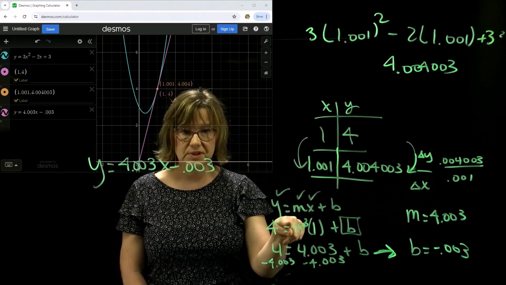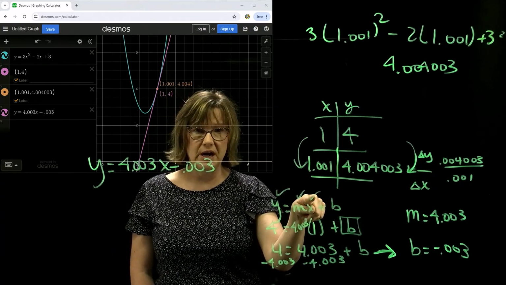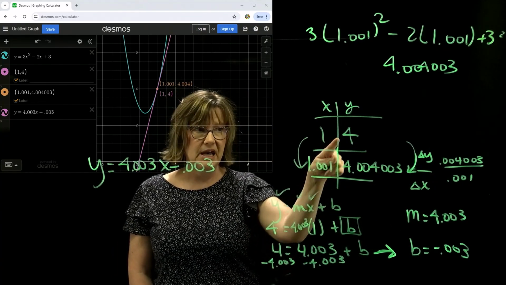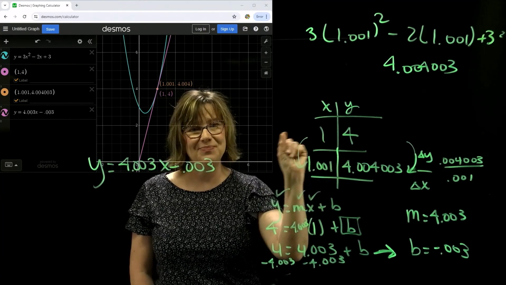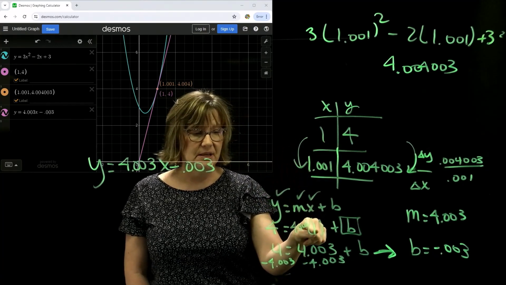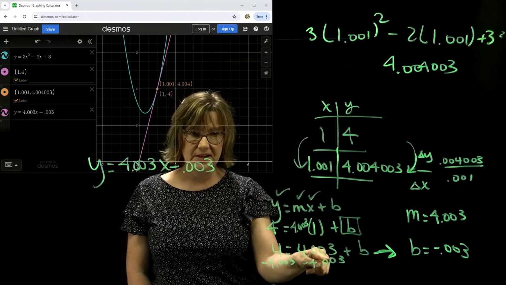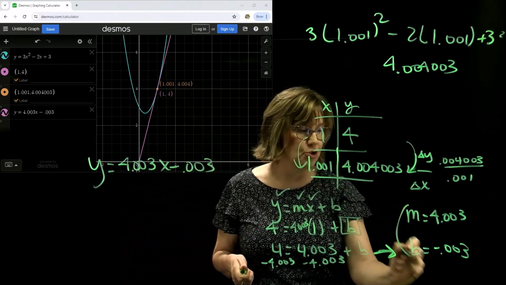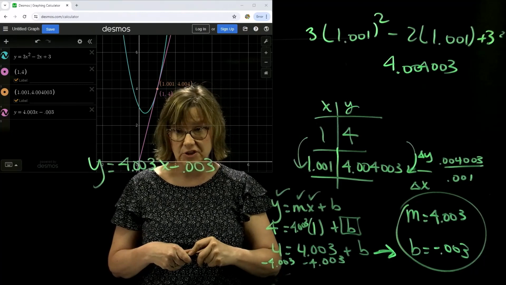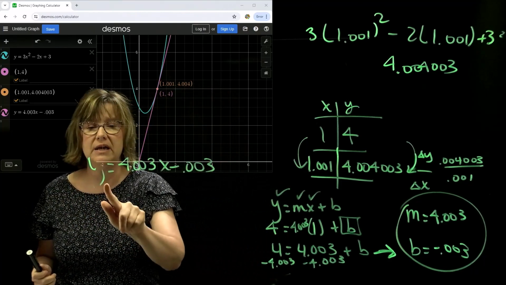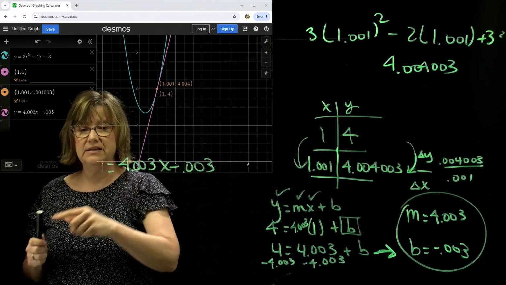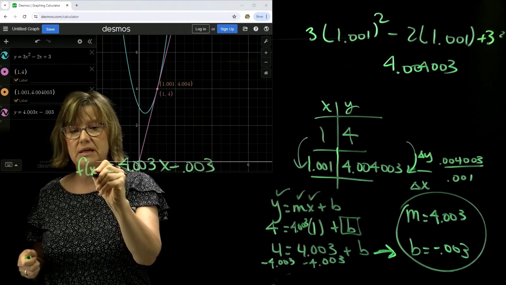Sub into y equals mx plus b. I know 3 of the 4. I know input, output, and m. I subbed in the easier input and output because I'm kind of lazy. Subbed in input, output, and my slope. Solve for b by doing inverses. So now I have the 2 required things to write a linear function, okay? And if you write y, or if you call it f of x, doesn't really matter, okay? Same notation.